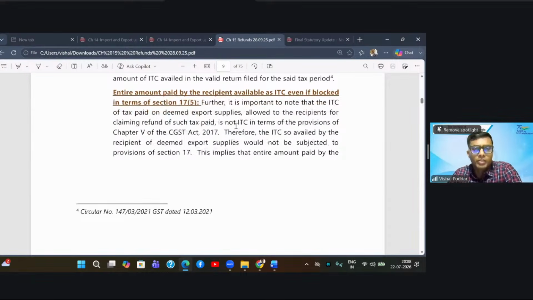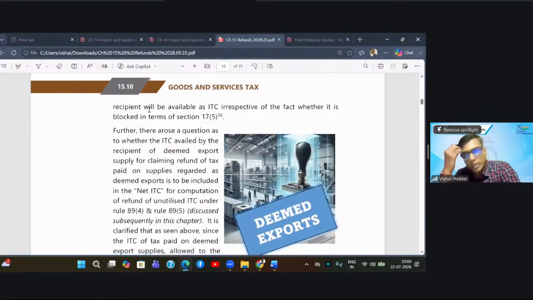So all this you have to give as undertaking. Next, entire amount paid by the recipient is available as ITC even if blocked under 17.5. So this is a very specific point. Only in case of deemed exports, this rule is applicable, that where in case of a deemed export, the supplier has charged GST, the buyer has availed the ITC, even though that ITC is falling in the block list of 17.5, still, in case of deemed export cases, it will be still entitled for refund.